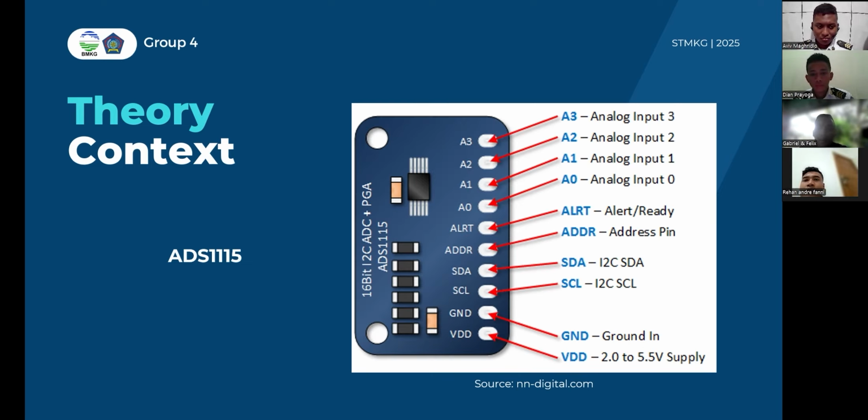Next, ADS1115. The ADS1115 is a 16-bit analog to digital converter or ADC that translates analog signals into precise digital data for microcontrollers. It is highly regarded for its high resolution, low power consumption, and compact size, making it ideal for applications requiring accurate measurement.